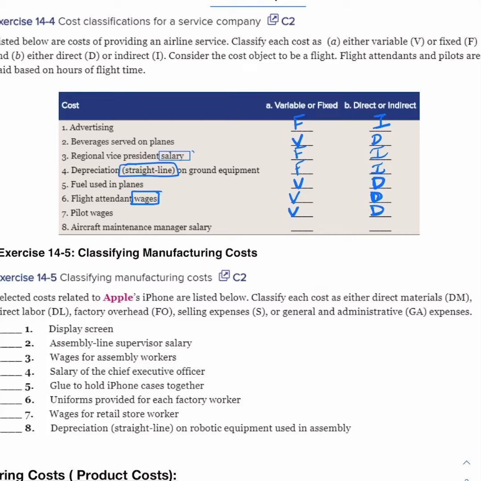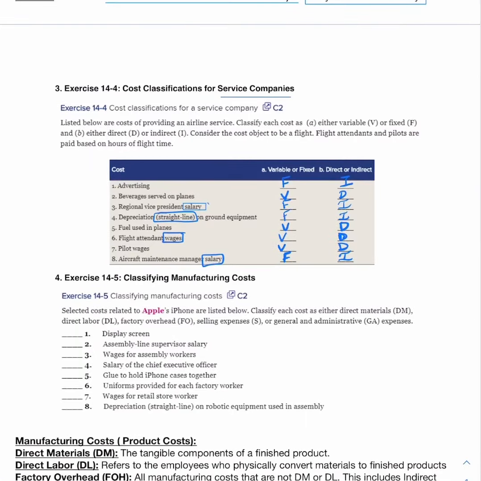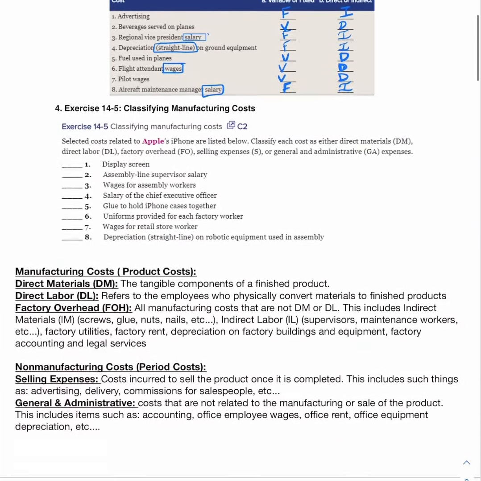Next, we see the aircraft maintenance manager salary. Well, once again, we see the word salary, so we know that is a fixed cost. And because it is the maintenance manager, it is indirect. We aren't going to assign his cost to each individual flight. It just doesn't make sense. So that is an indirect cost.